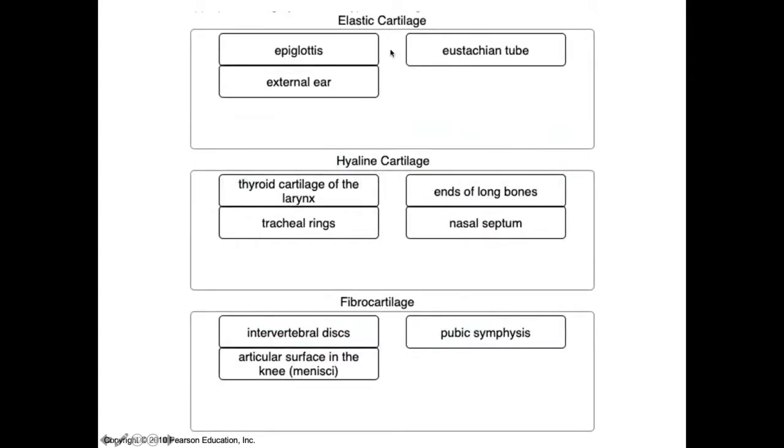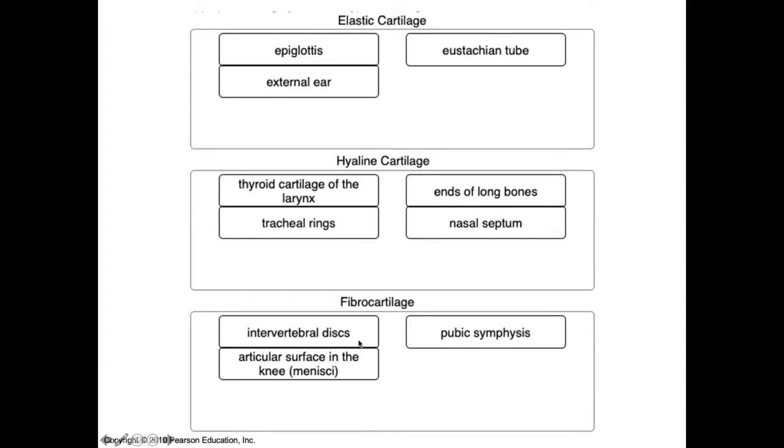Here again, drag and drop. Let's look at fibrocartilage, the strongest cartilage within the body. The intervertebral discs come to mind. The pubic symphysis, that's where the pubic bones of the pelvis come together. It's a vertical disc, if you would. And the menisci, which is the cartilage of the knee, right, between the femur and the tibia. We have a medial meniscus and a lateral meniscus.